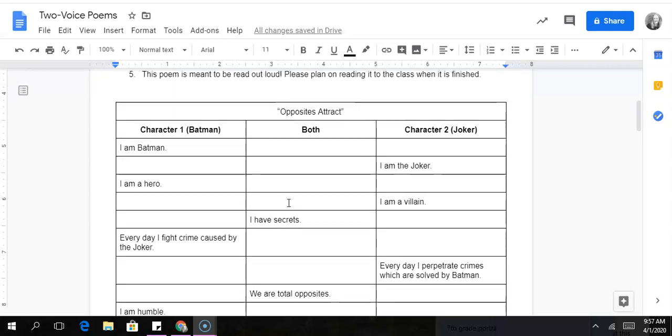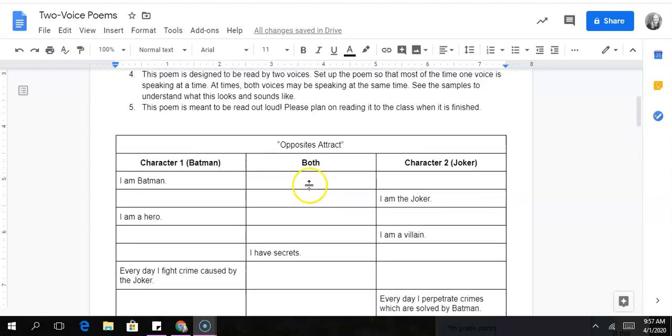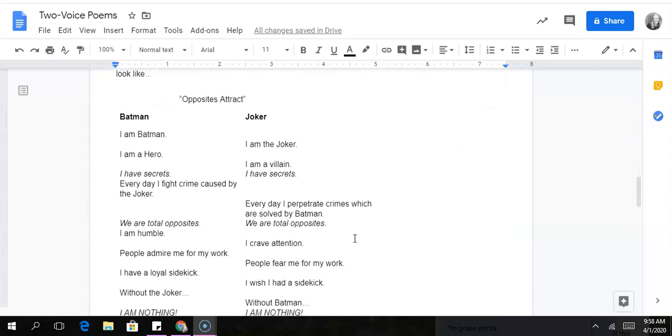So this kind of poetry is designed to be read out loud by two people. And when the two people are reading from the both column, they both speak simultaneously. So this document that you're looking at now, this kind of table, is just meant to be an organizer for you. If you were to finish this poem and put it in final version, it would look something like this.